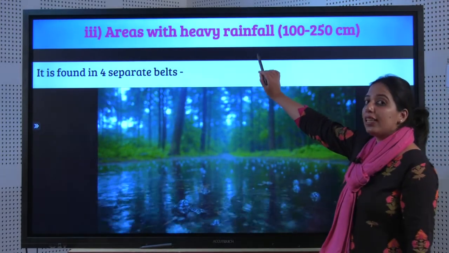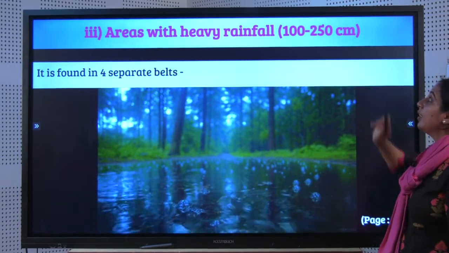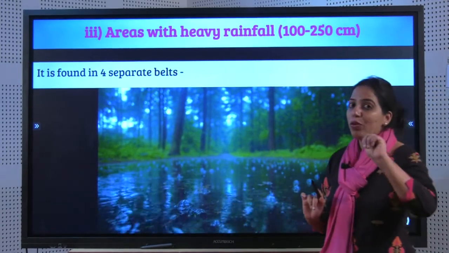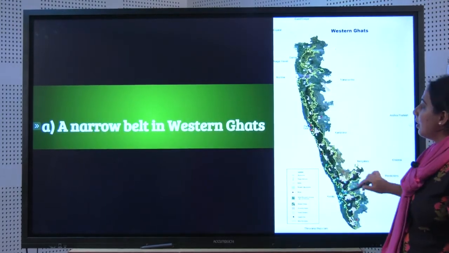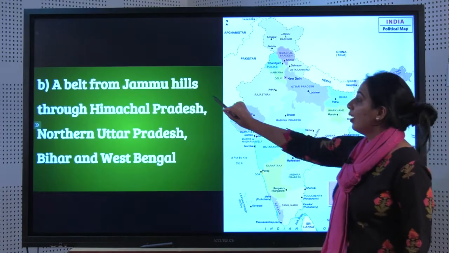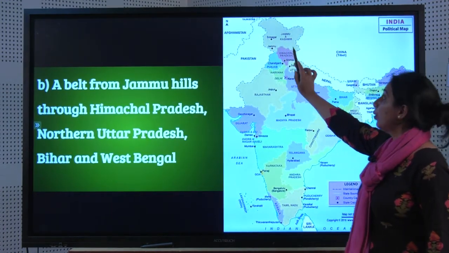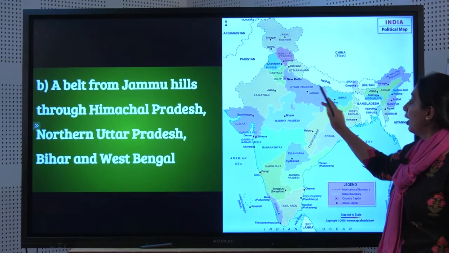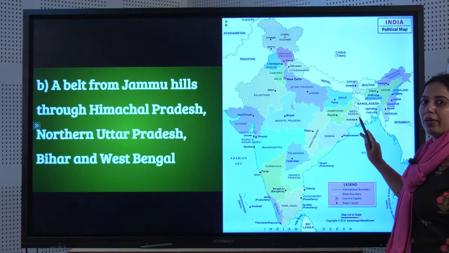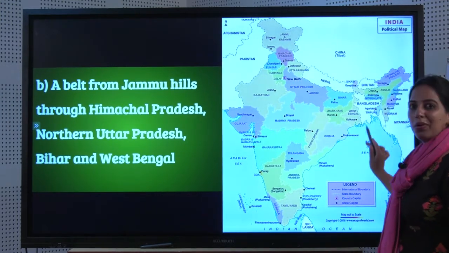Areas with heavy rainfall. The definition, 100 to 250 centimeter. There are four separate belts. First, a narrow belt in the Western Ghats. A belt from Jammu Hills through Himachal Pradesh, the northern part of Uttar Pradesh, Bihar and West Bengal. If you use a map, all of this is in order.